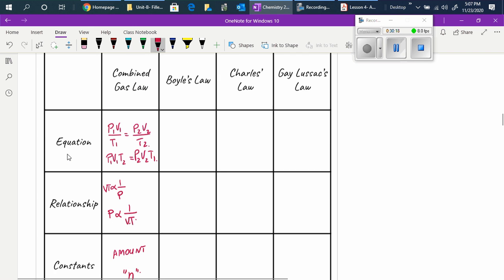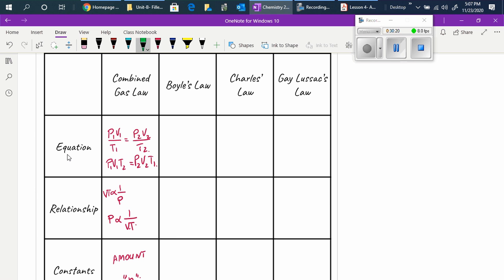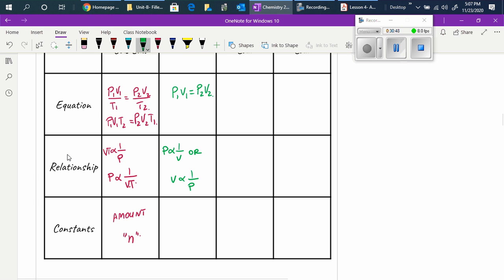For Boyle's law, the equation is P1 V1 equals P2 V2. In terms of the relationship, P is directly proportional to the inverse of V, or you can say that V is directly proportional to the inverse of P. And what is kept constant here is temperature and amount, or the number of moles.